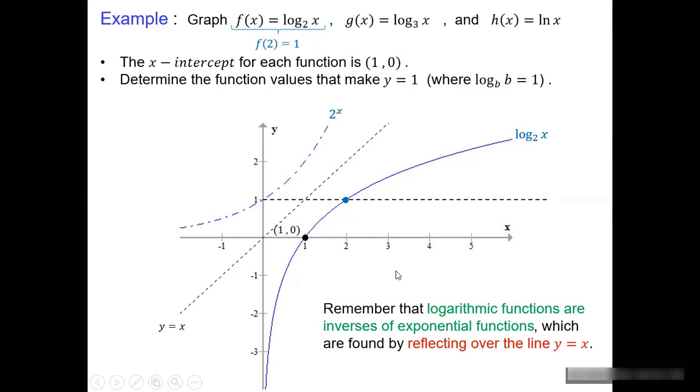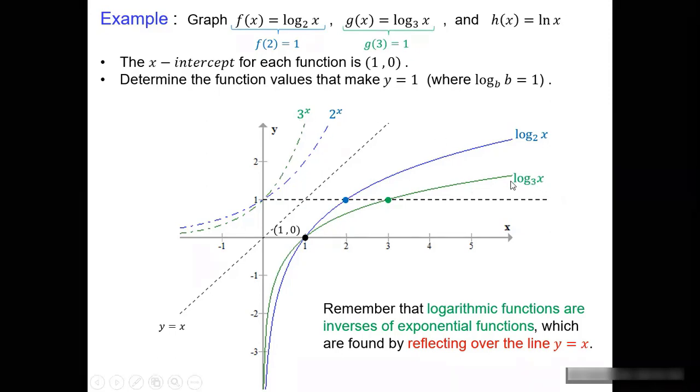So now let's look at 3 to the x. Well, remember that plugging in 3, log base 3 of 3, is what's going to give us a value of 1. So now we realize that this is our next point, and that's log base 3 of x. Well, remember that that's the inverse of 3 to the x. 3 to the x was a steeper exponential, so when I reflect that, it becomes a shallower logarithm.